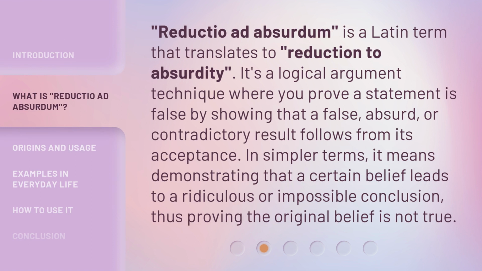Reductio ad absurdum is a Latin term that translates to reduction to absurdity. It's a logical argument technique where you prove a statement is false by showing that a false, absurd, or contradictory result follows from its acceptance. In simpler terms, it means demonstrating that a certain belief leads to a ridiculous or impossible conclusion, thus proving the original belief is not true.